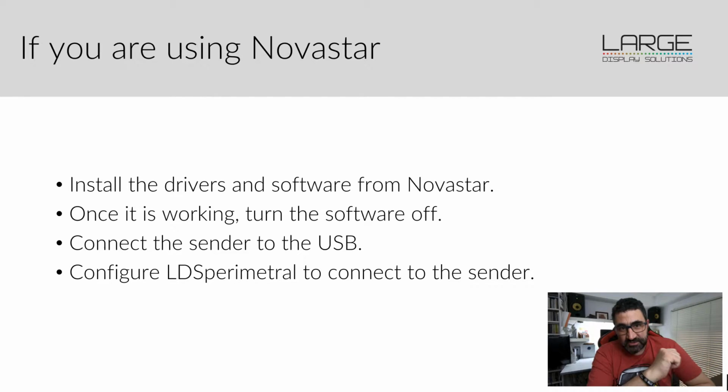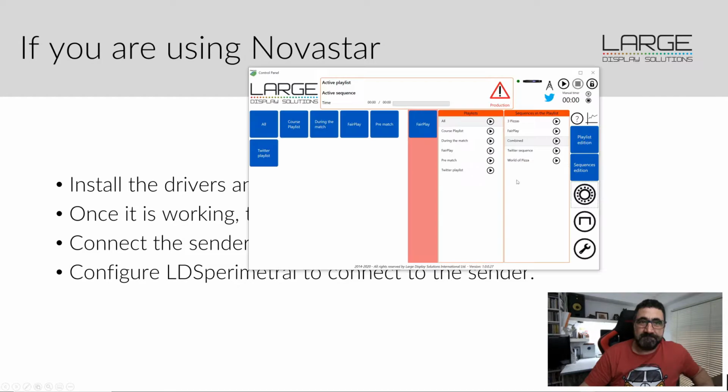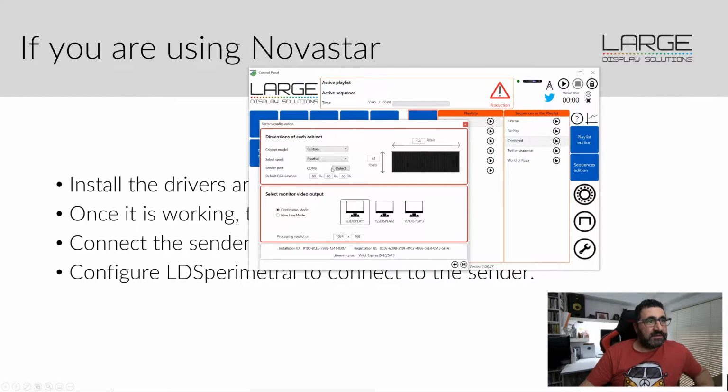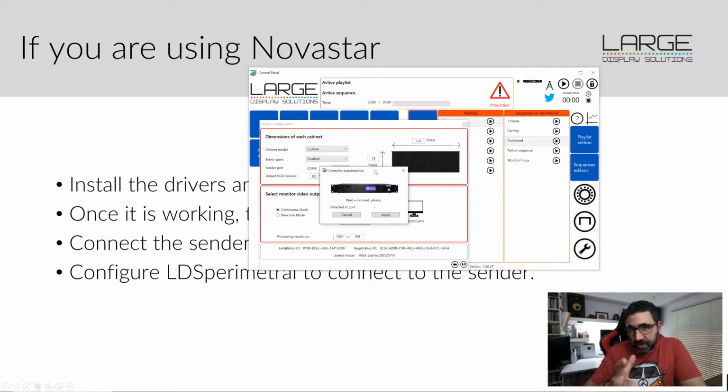Then connect the sender to the USB and configure LDSperimetral so that it can talk to the sender, right? Let's have a look, right? Here we have the configuration. Let's remember that here in the sender port we have to introduce the communication port. To do it, click on detect, start detection. Let's wait a few seconds while the system tries to connect to a Novastar sender in all ports. Here it has detected the sender in port number 9.